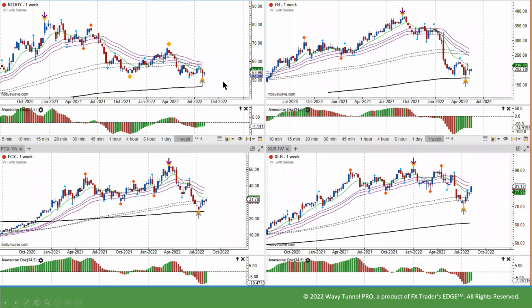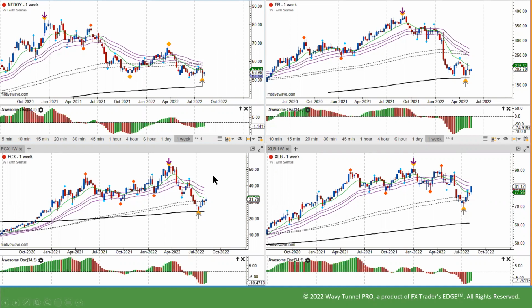Now look at the arrows. Okay, you have your gray arrow here. This came up on the scanner. This came up on the scanner. This came up on the scanner. Facebook came up on the scanner to buy on these weekly charts. So we have had a massive move down, and our scanner showed the buy on the weekly right that week. And I took a lot of these trades. We took a lot of these trades.